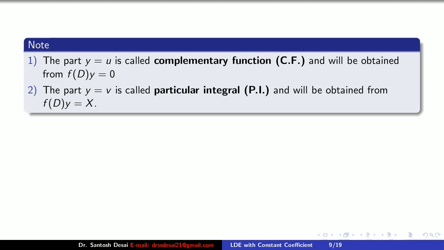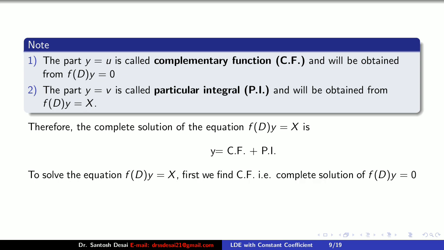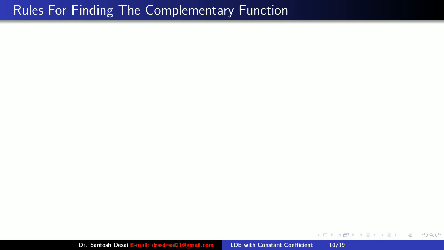So once we obtain the complementary function and particular integral, the complete solution of the equation f of D of y equal to X is given by y is equal to CF plus PI. To solve the equation f of D of y is equal to X, first we find CF from f of D of y equal to 0, and then we find the particular integral from the equation f of D of y is equal to X. Now let us consider how to find the complementary function for the given equation.